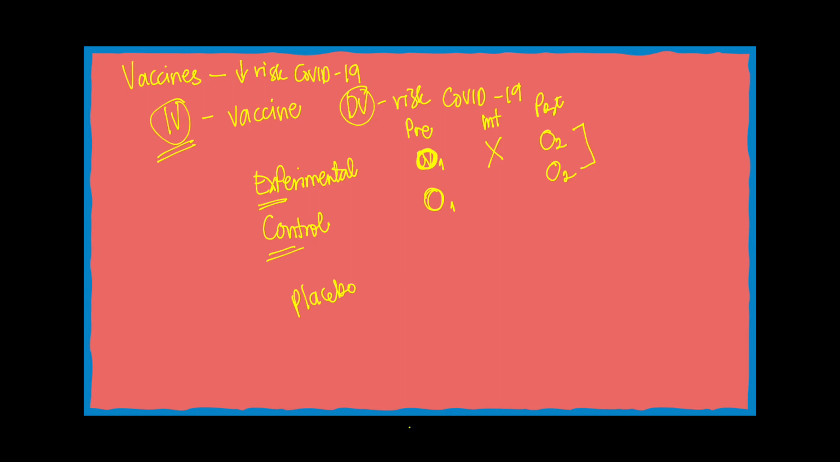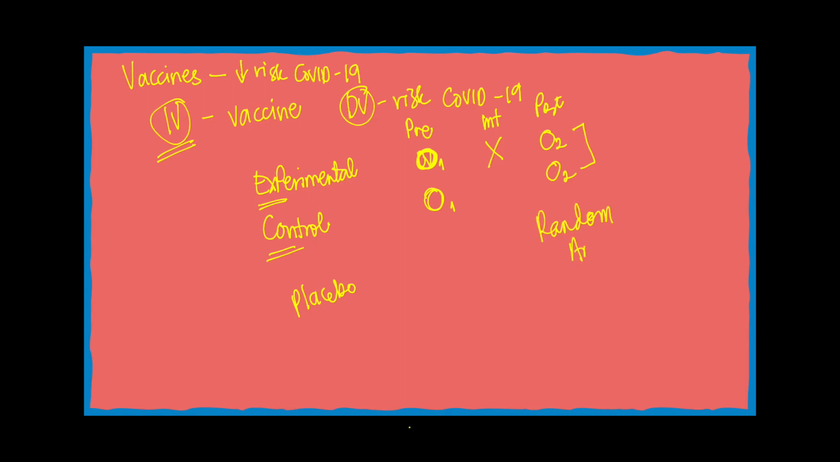And this is not really just risk of COVID-19, but really risk of getting hospitalized for COVID-19. Now, the third component or element of an experimental research is random assignment.